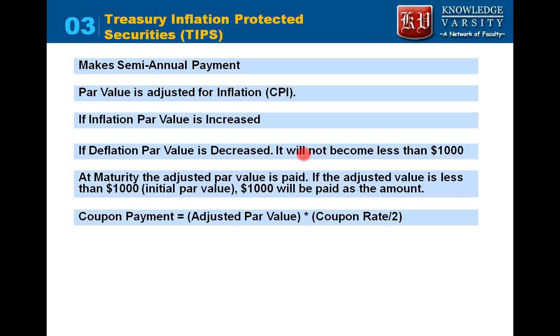Okay, actually it will become less than $1,000 when you have continuous deflation. However, at maturity, the face value cannot be paid less than $1,000. Okay, now how is the coupon payment done? The coupon payment is the coupon rate divided by 2, because there are 2 coupon payments, applied to the adjusted par value. Remember that this adjusted par value can be different than $1,000. Okay, so this is how TIPS make the coupon payment.